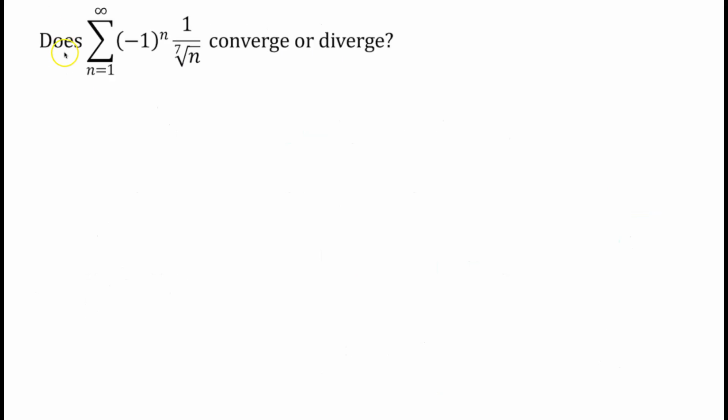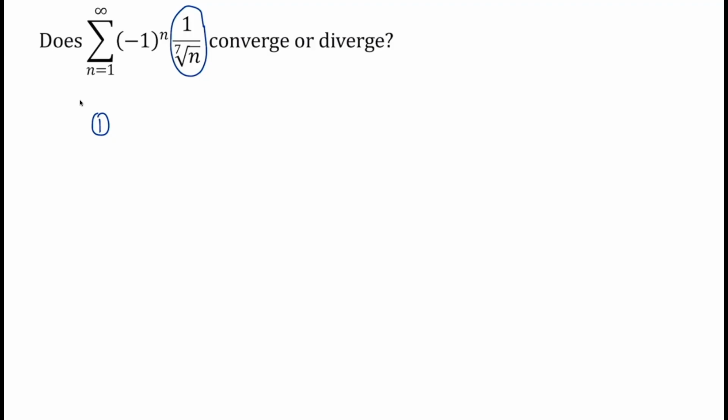In our first example, we're being asked, does the sum of n equals 1 to infinity of (-1)^n times 1 over the 7th root of n converge or diverge? Well, this has an alternating factor, (-1)^n, so it's a good candidate for the alternating series test. Let's go ahead and identify what b sub n is. So b sub n is the rest of the general term without the alternating factor. So let's take a close look at it.